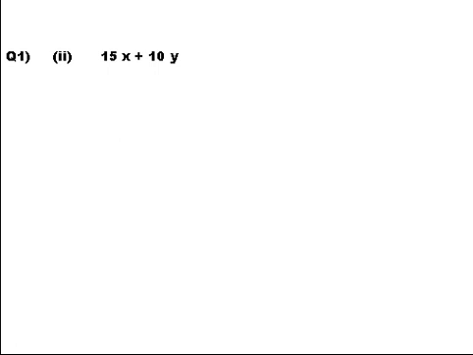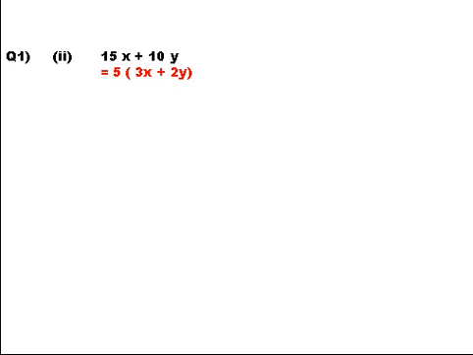Let us start with the exercise now. Question number 1. The part that we are solving has 15x plus 10y. Now in the variable, if you see, there is nothing common. So we are going to find the highest common factor of 15 and 10. The common value that we get is 5. So 5 is taken outside, and within the bracket we have 3x plus 2y.